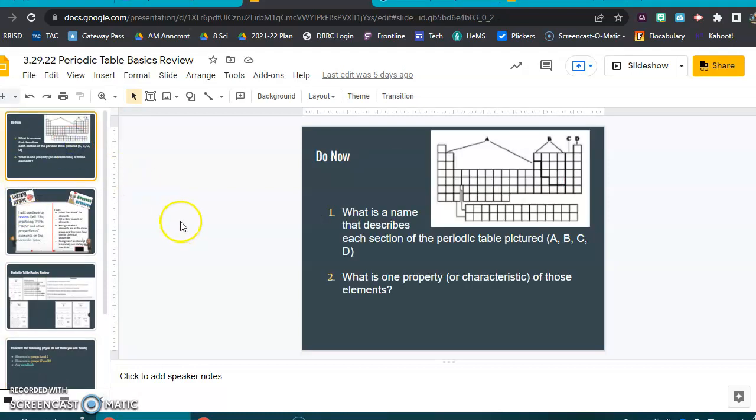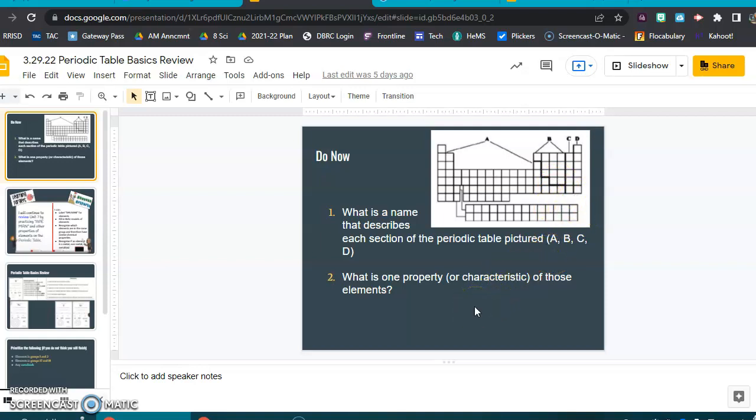Hey everybody, here's our do now. What describes the name of each section in the periodic table in picture A? Yep, that's right. This group we would call the metals. This group we would probably call our metalloids because we're looking at the group right here. C and D, very good. We would call those nonmetals.